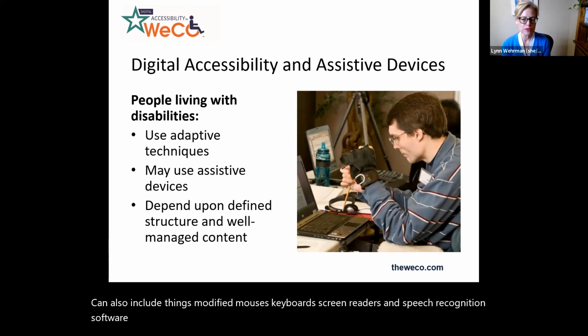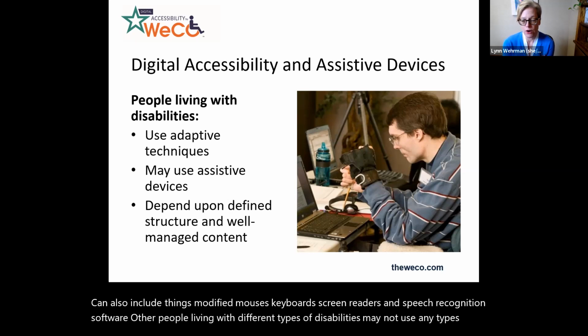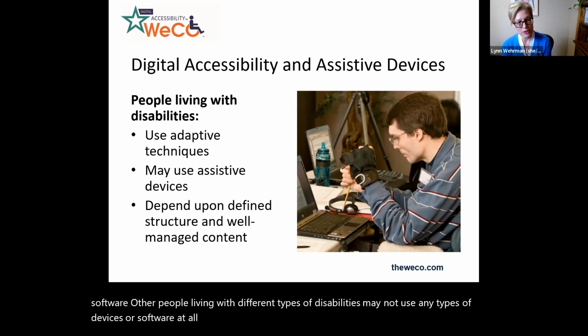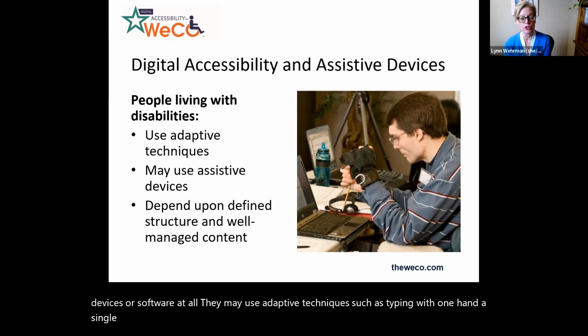Other people living with different types of disabilities may not use any types of devices or software at all. They may use adaptive techniques such as typing with one hand, a single finger, or simply using the directional keys on the keyboard to navigate.